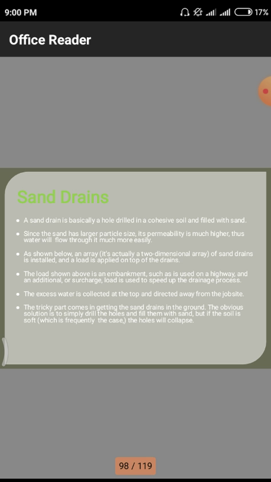Next one, the tricky part comes in getting sand drains into the particular ground. The obvious solution to this is simply to drill the holes and fill them with sand, but the soil is soft, water is frequent, and holes will collapse. That means if the soil is so soft, whenever we drive holes into the fields, the driven holes will collapse onto the soil. So we need to take particular precautionary measures while driving the holes into the soil itself.